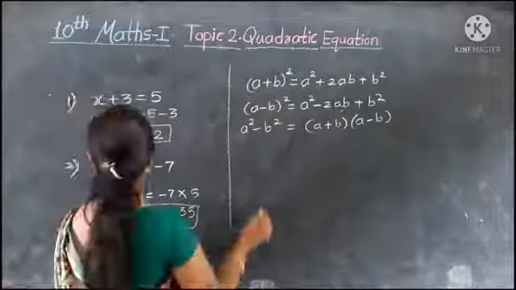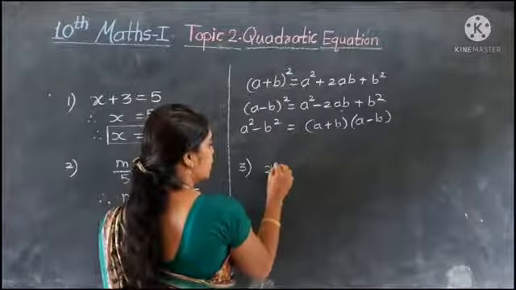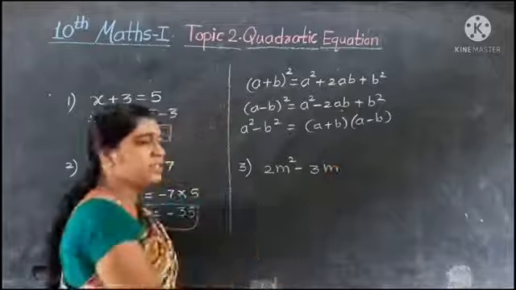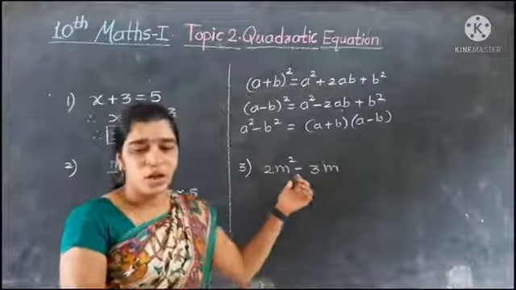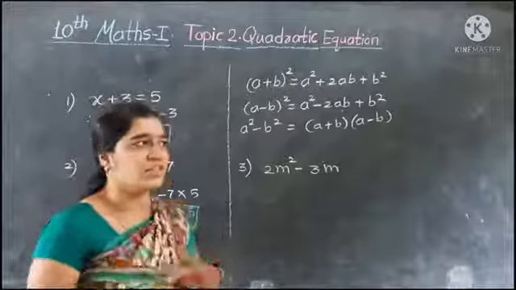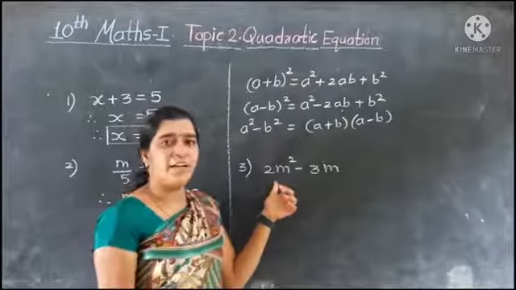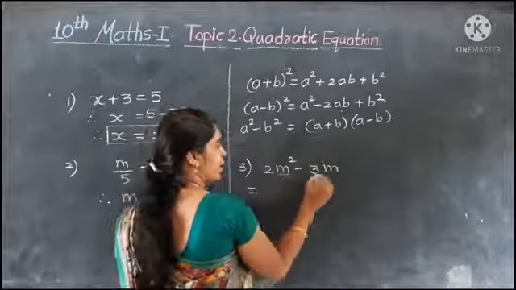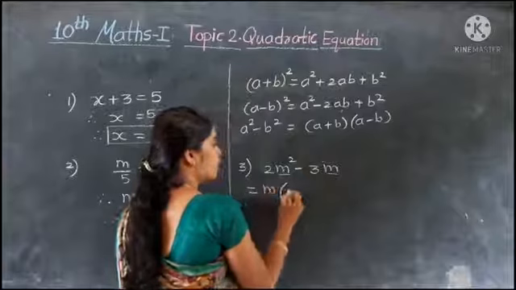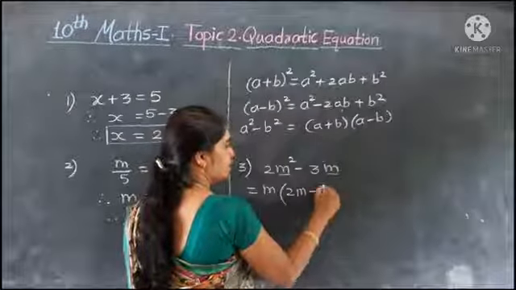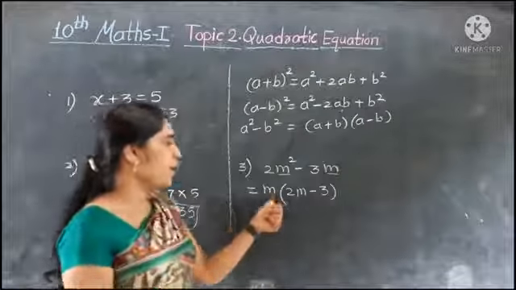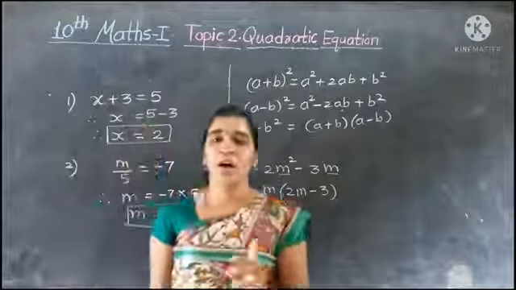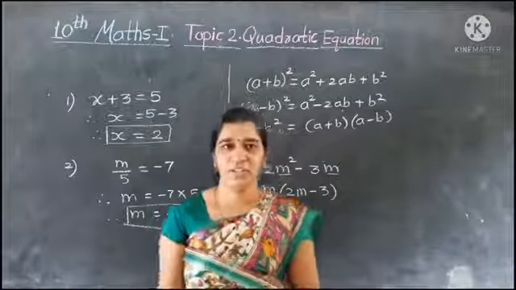Now students, suppose this is the example: 2m square minus 3m. Observe this expression. Here we factorize it. What is the factor here? m is common here. So what remains? 2m minus 3. So the factors are m and 2m minus 3. In such a way, we had seen how to factorize any given expression.